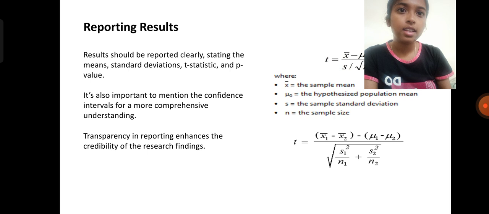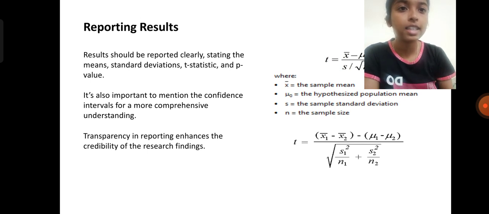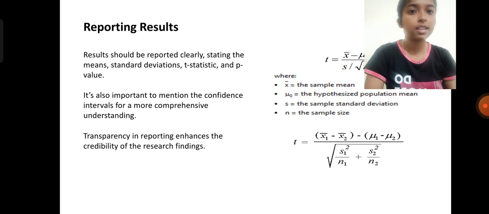Reporting results. The results should be reported clearly, including the means, standard deviations, t-statistic and p-values. It's also important to mention the confidence intervals for a more comprehensive understanding. Transparency in reporting enhances the credibility of the research findings.